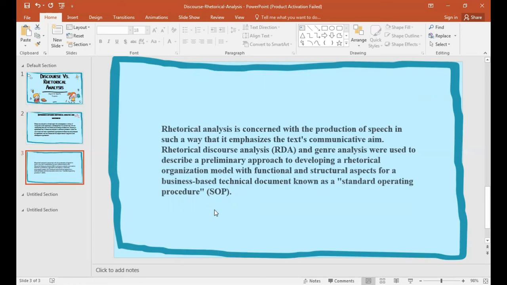So, kapag sinabi natin rhetorical analysis, it is an art of using language, especially sa public speaking. So, nagfo-focus siya sa public speaking. So, ang goal niya is to persuade.